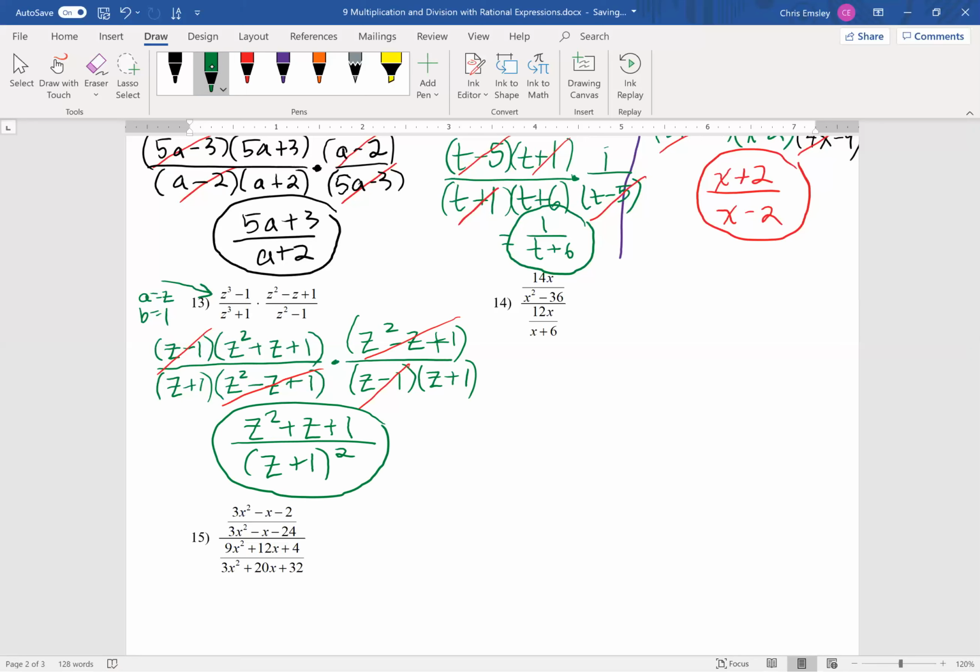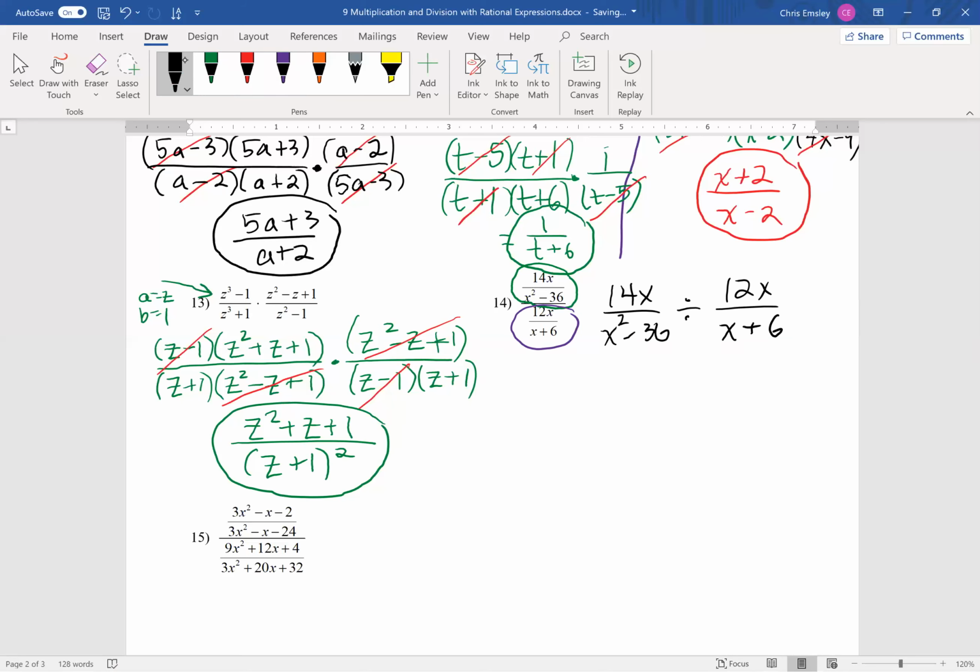Okay, number 14. So this one is written a little differently than the ones we've seen so far. This is still a division of two fractions, but it's written as what we call a complex fraction. So it really is the same as division. This is our numerator, so it's going to be that fraction divided by this fraction. Okay, so if we wanted to, we could write this as 14x over x squared minus 36 divided by 12x. Notice I haven't flipped anything. I'm just copying it down. That's another way to write the exact same problem.